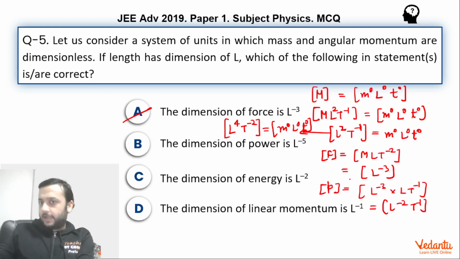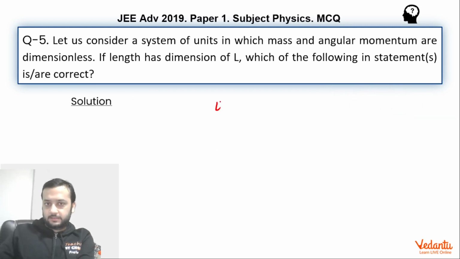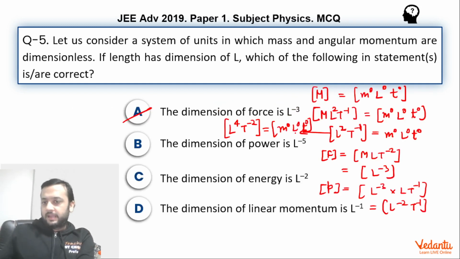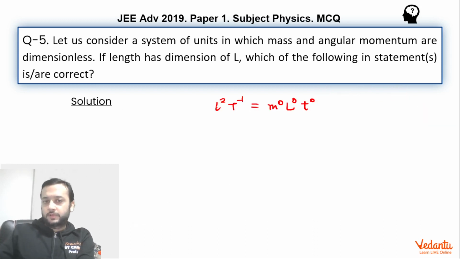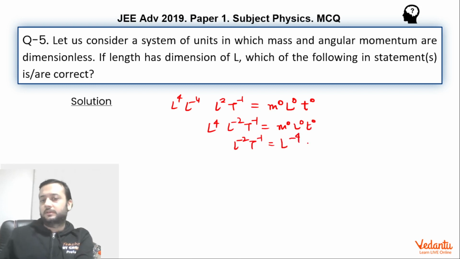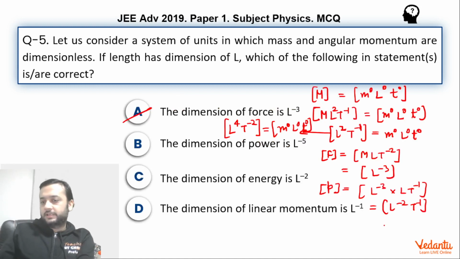Okay, L square T inverse is dimensionless, M0, L0, T0, correct? And we have to find the value of L to the power minus 2 T inverse. So what I'm going to do is multiply by L to the power minus 4 and L to the power plus 4. So this can be done as L to the power 4 into L to the power minus 2 T inverse, right? Which is dimensionless. So we can see from here that this becomes L to the power minus 4, right? So this quantity can be written as L to the power minus 4. Okay, so this option was wrong.